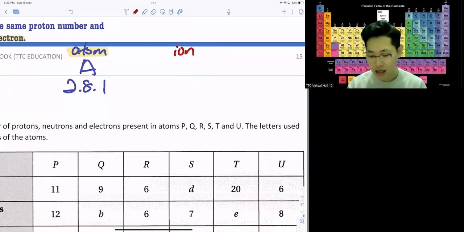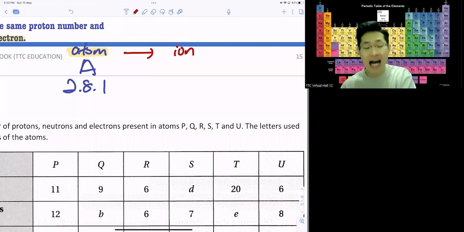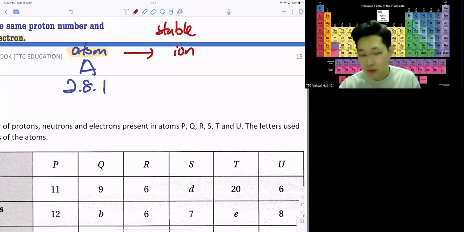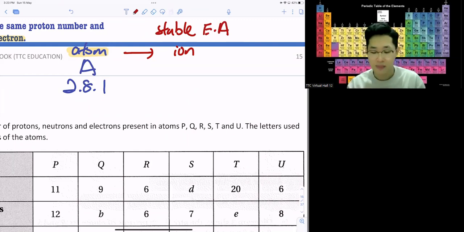Ion has charge, right? Do you know why atom has charge? Atom can turn into an ion when they achieve stable electron arrangement. What is the meaning of stable electron arrangement? You see, this atom is having 3 shells: 2 electrons, 8 electrons, 1 electron. This is not perfect, right? It is not full. Some of the shell has a lot of empty space.